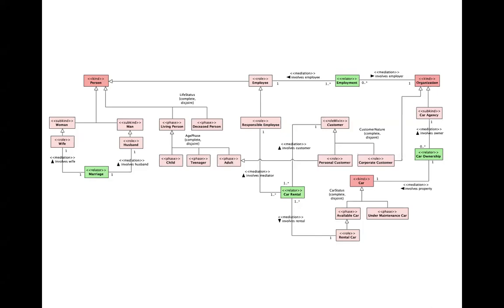Again, suppose we have a model like this. Another example of an OntoUML model. You have a person. Sorry? Was there a question?